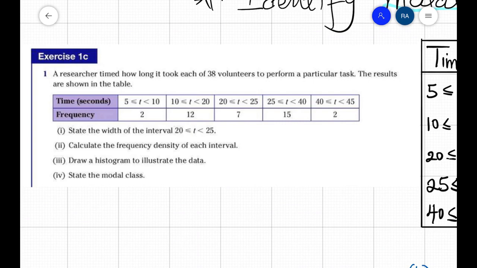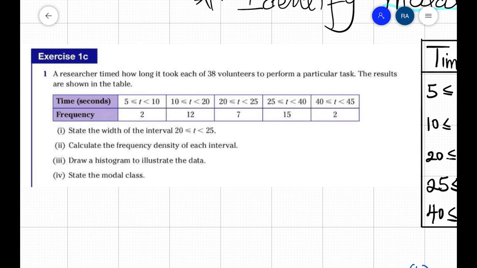We are supposed to state the width of the interval from 20 to 25. Then we are also supposed to calculate the frequency density of each interval. Then we draw a histogram to illustrate the data. And finally, we state the modal class.